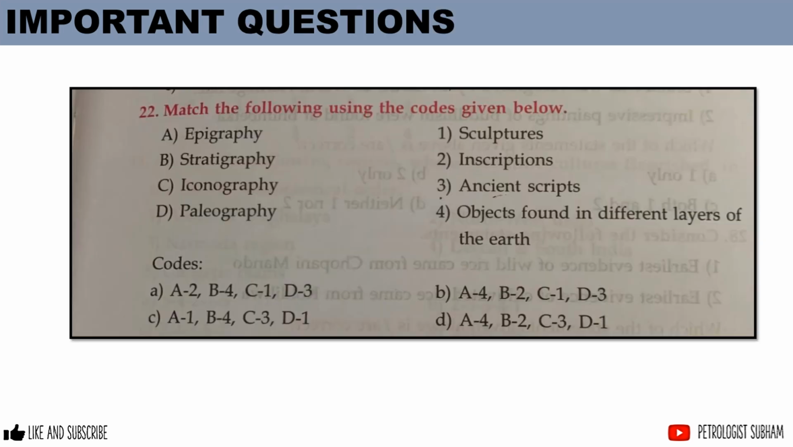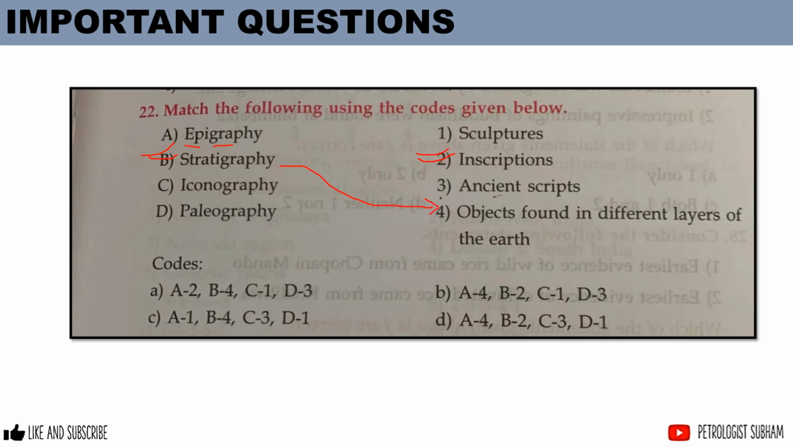Now, there are some questions that we can discuss here. As we have studied in the previous slides, what do you understand by epigraphy? It is related to inscriptions, as simple as that. Stratigraphy, from the geology point of view, most of you should know, is related to objects found in different layers of the earth.